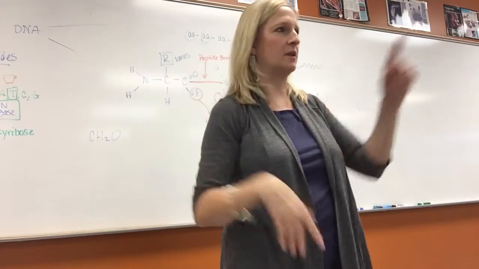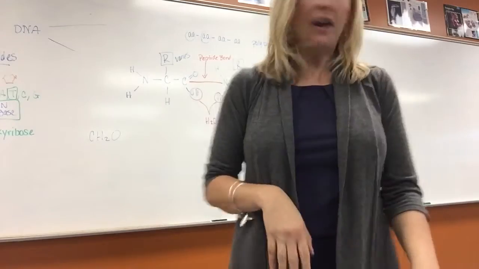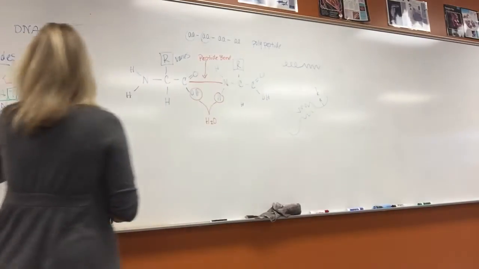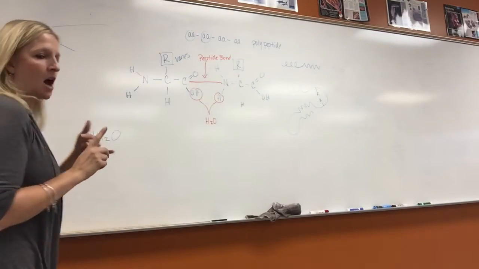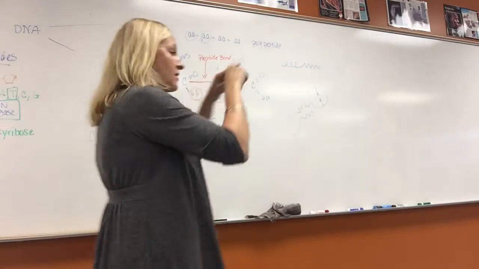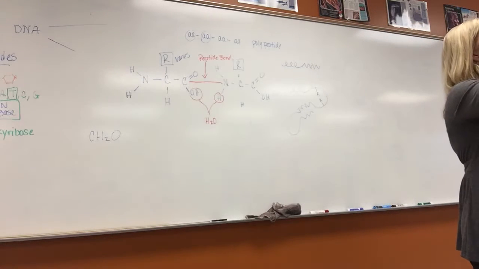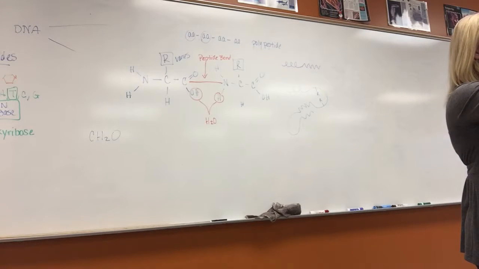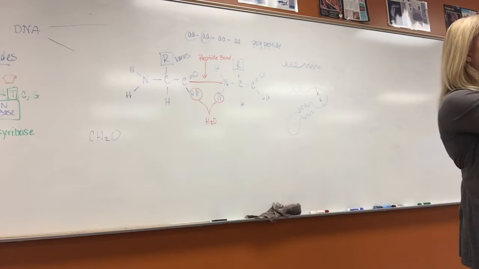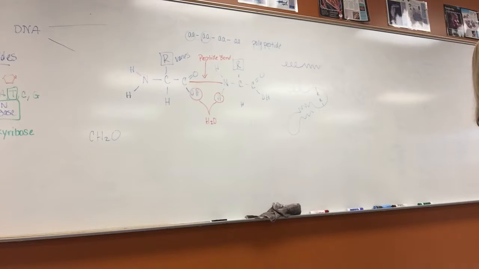Distinguish between a purine and a pyrimidine. Okay, so that goes with the bases of DNA and RNA. There are two different kinds of nitrogenous bases, which are ring shaped, but they have nitrogen. Some of them are a single ring and some of them are two rings fused together. The pyrimidines are one single ring and the purines are two rings fused together.